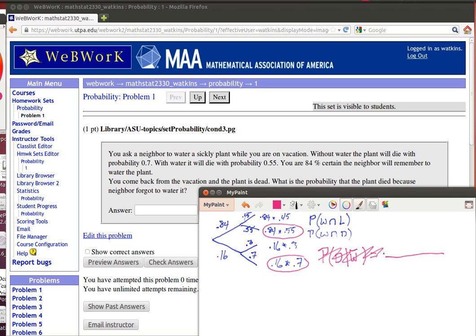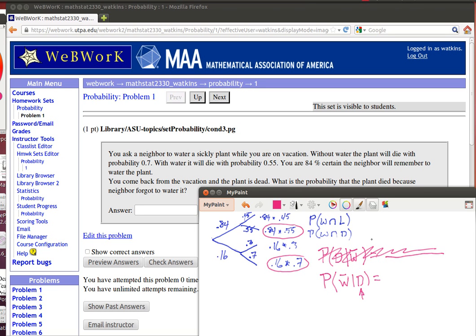Sorry, this is wrong. We're looking for the probability. What's the probability that the plant died because the neighbor didn't water it? The thing that we know is that the plant died. We're looking for the probability that it was not watered. Okay, my error up here. This is really the probability that we're looking at. The thing that's known is that the plant died. Okay, this is the given. What's the probability that the plant was not watered given that we already know that the plant died?